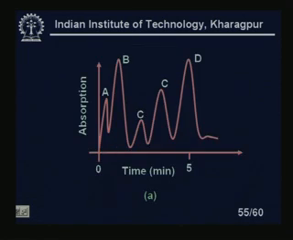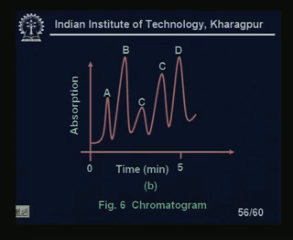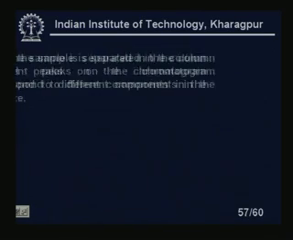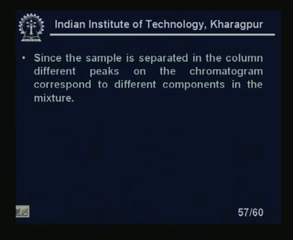So this tells you how the pH will affect my chromatogram. The pH should be maintained at a particular value. It should be neither too low nor too high. These are the chromatographs we are talking about. Since the sample is separated in the column, different peaks on the chromatogram correspond to different components in the mixture.